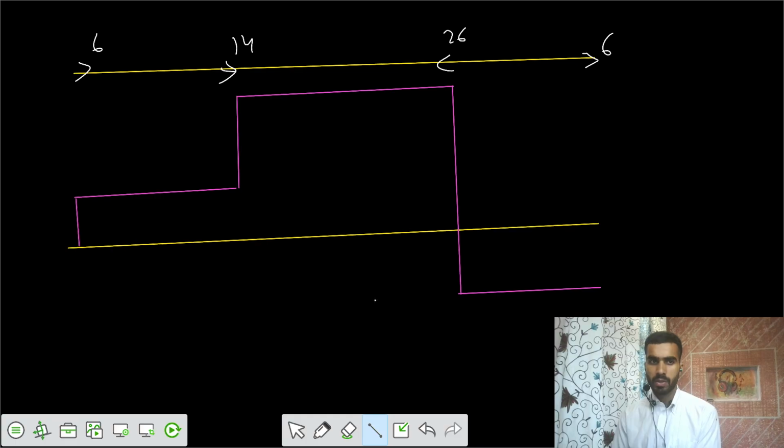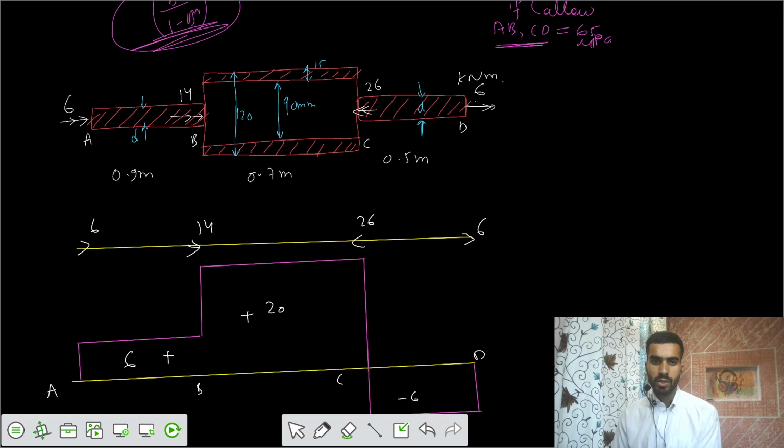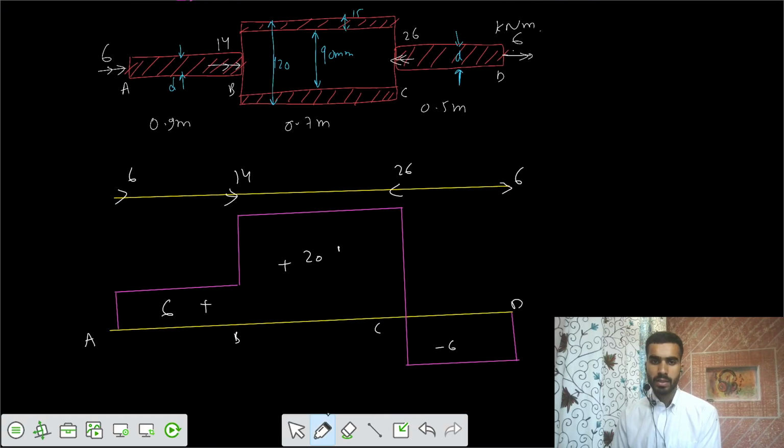The diagram looks like this. You have positive 6, 20, and this minus 6. So this is A, B, C, D. Now you can say that the torque developed in part BC, your hollow shaft, is 20 kilonewton meter.